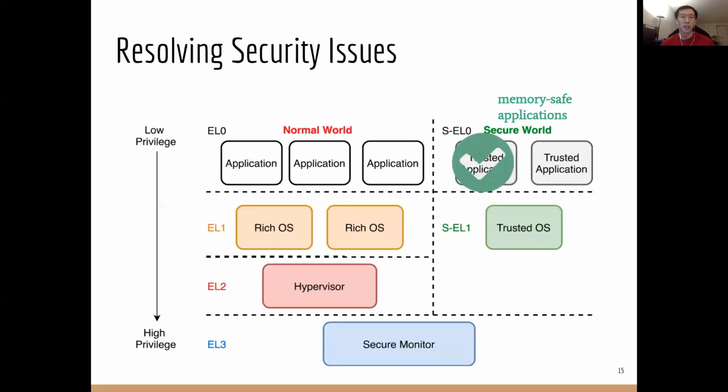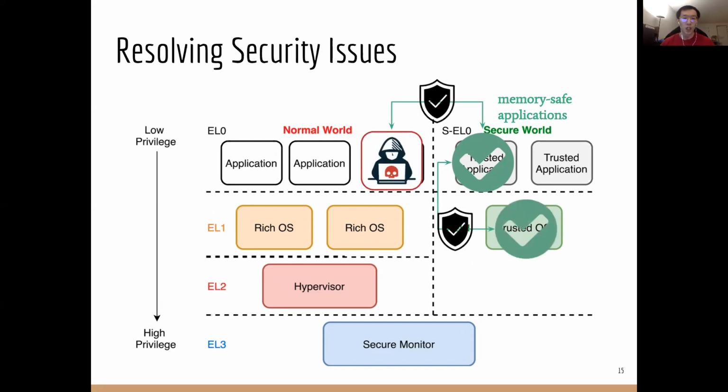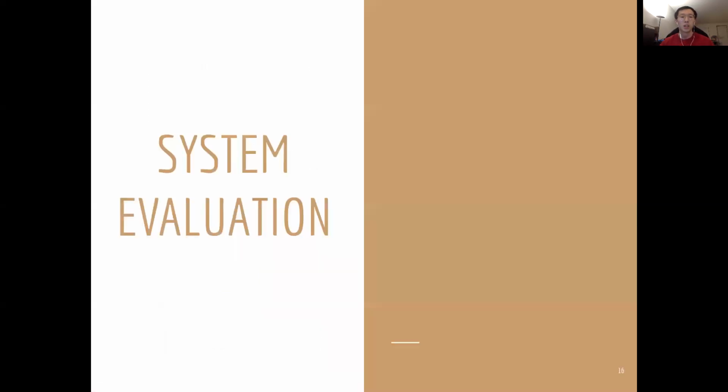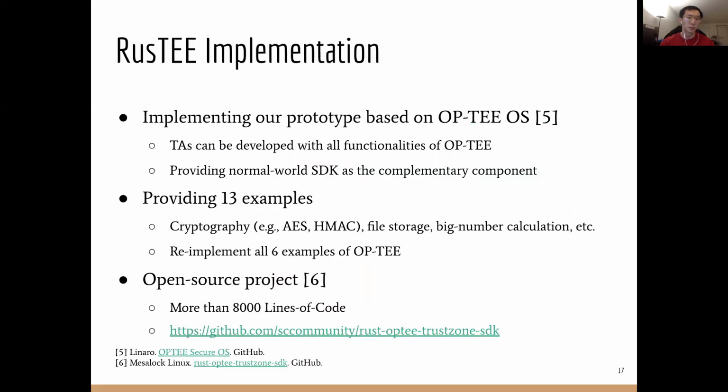Now let's put our defense together. By enabling Rust memory safety on the TA, we are looking forward to having a TA without any known memory corruption bugs. Furthermore, since we secure the system API and the communication channel, even if the attack exists in the normal world, the attacker cannot easily manipulate the TA to compromise the trusted OS. Now let me present some details about our implementation and evaluation.